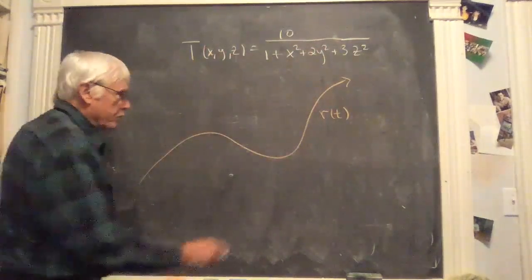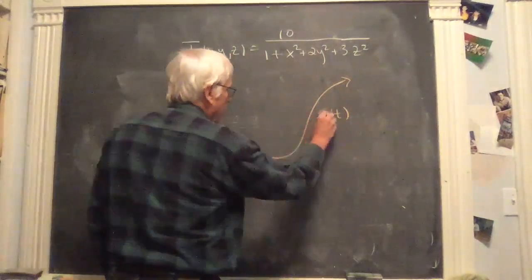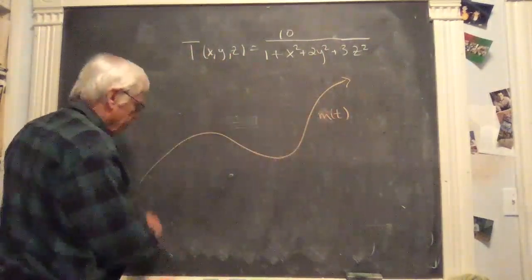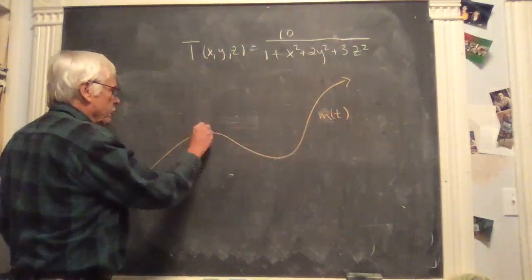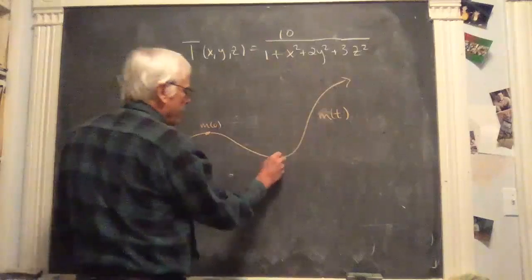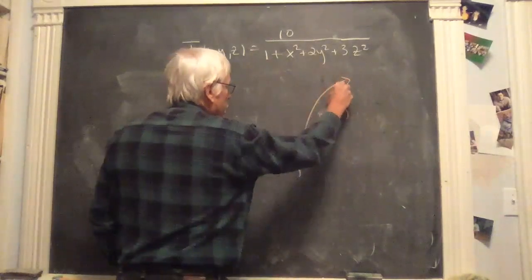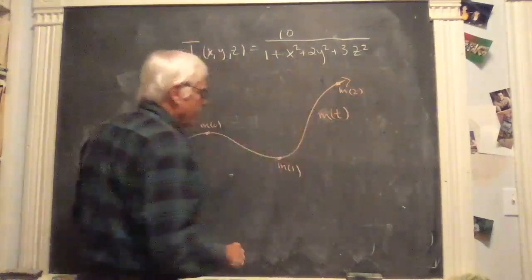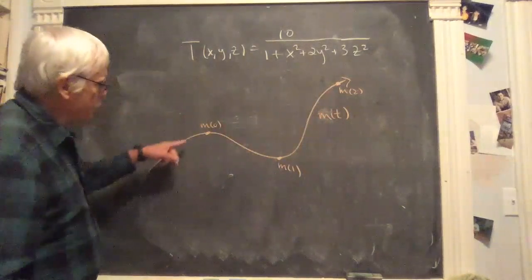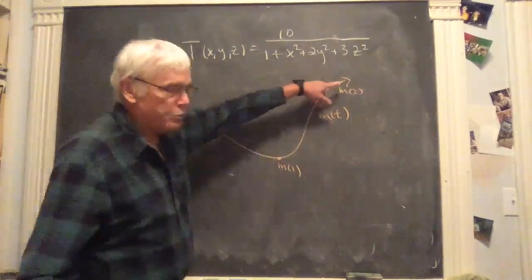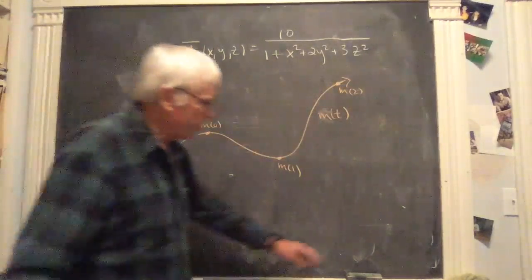And we have a moth, maybe this should be m of t. We have a moth flying through space. There he is. So at time equals 0, he might be here. So this is the moth of 0. At time equals 1, he's here, moth of 1. At time equals 2, he's here. And I would like to know the temperature of the moth at each of these points.